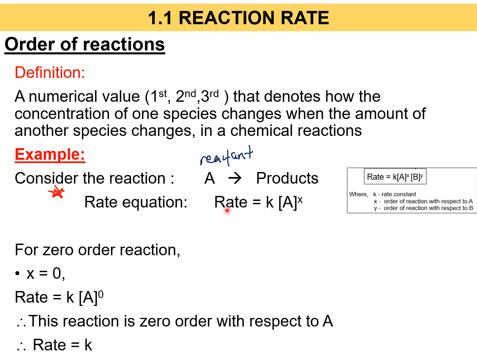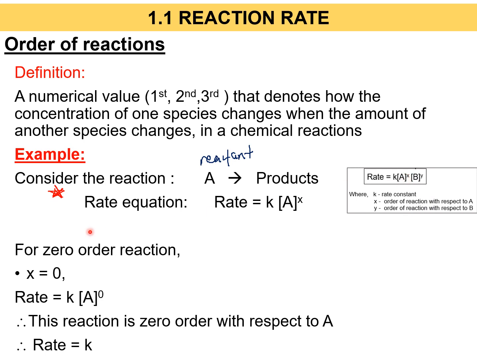In this case, rate is equal to rate constant multiplied by the concentration of reactant A to the power of X, where X is the order of reaction with respect to A. This is something that you need to recall from previously, right?